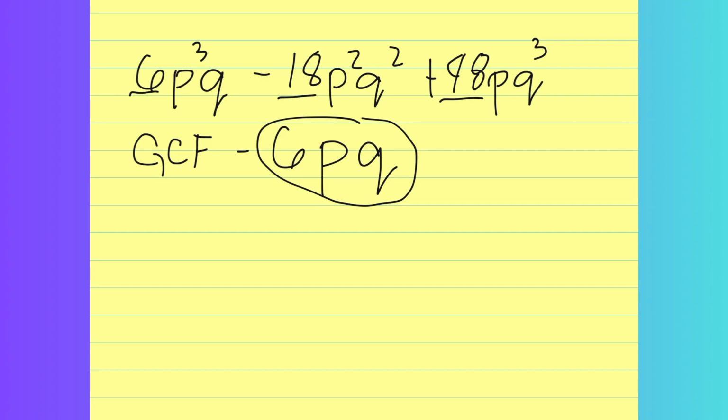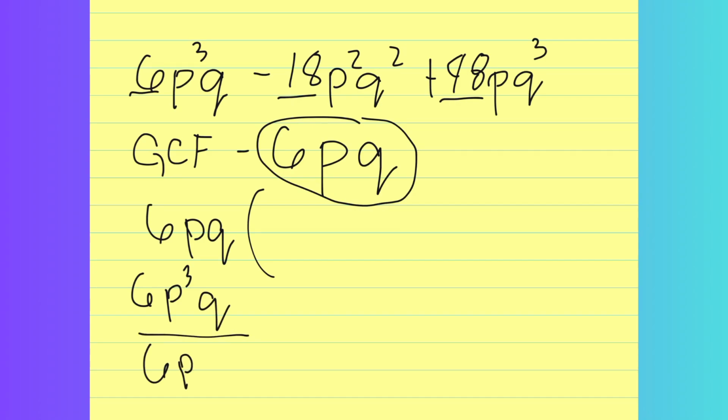How are we going to factor that? Again, 6pq, divide each term by our greatest common factor. So the first term is 6p cubed q. Divide it by 6pq because that is our greatest common factor. Cancel the 6. Then p cubed divided by p. 3 minus 1, we have p squared. And cancel the q.